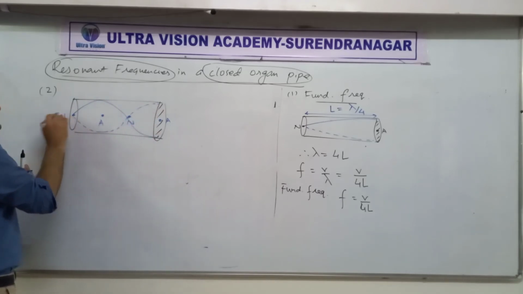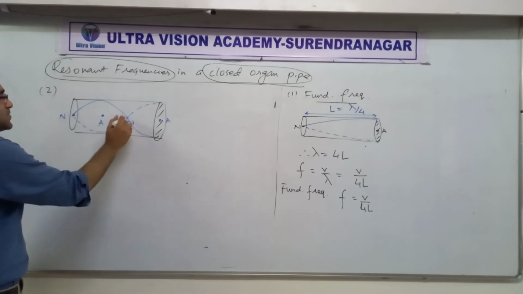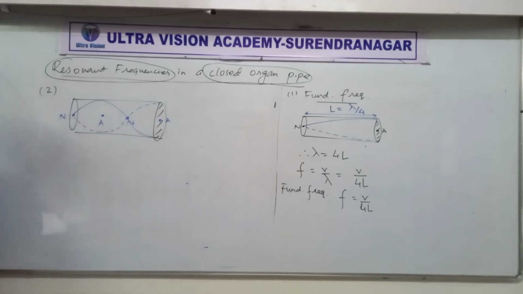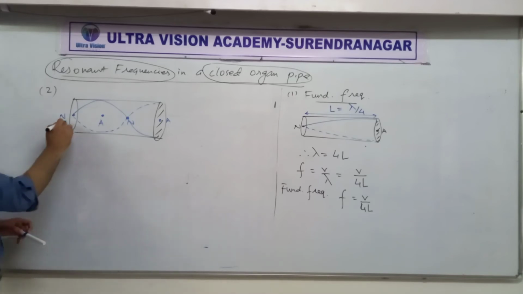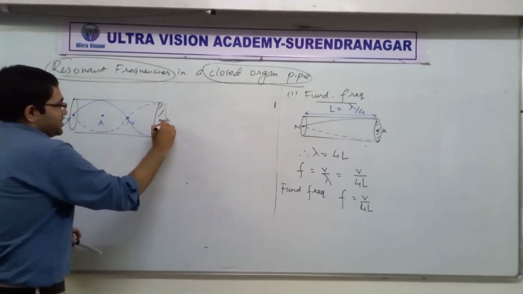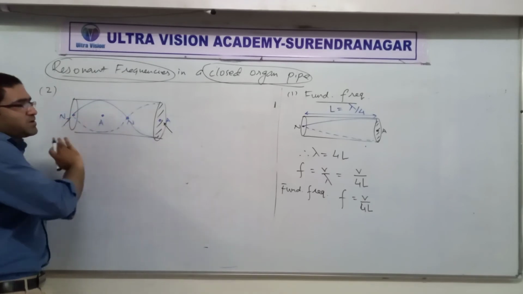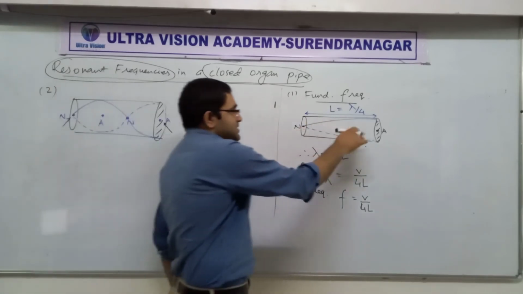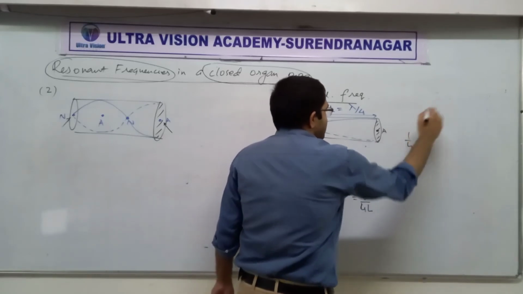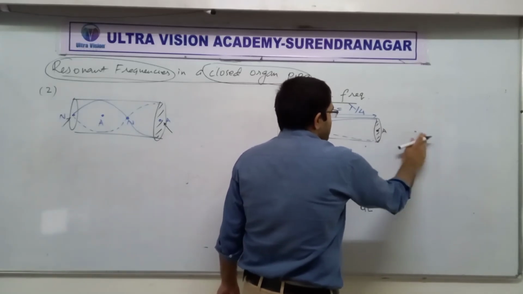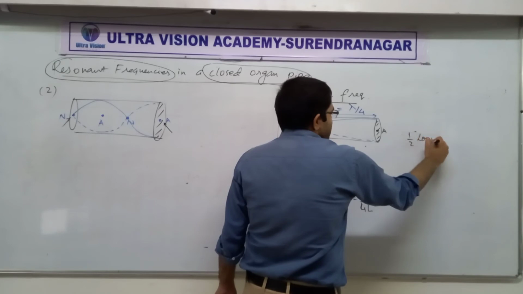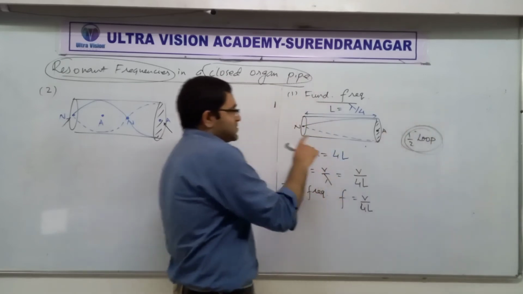Did you understand? Yes or no? Basically, the condition should be satisfied. What's the condition? Node here, antinode here. This was just 1/4 wavelength, isn't it? Or half loop. You understand what I'm saying? If you understand loops, this was half loop.